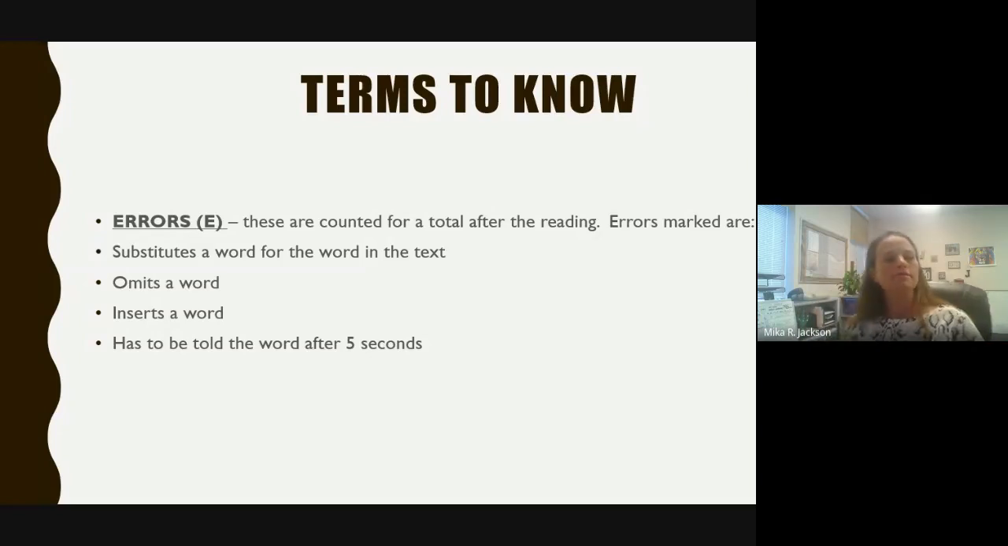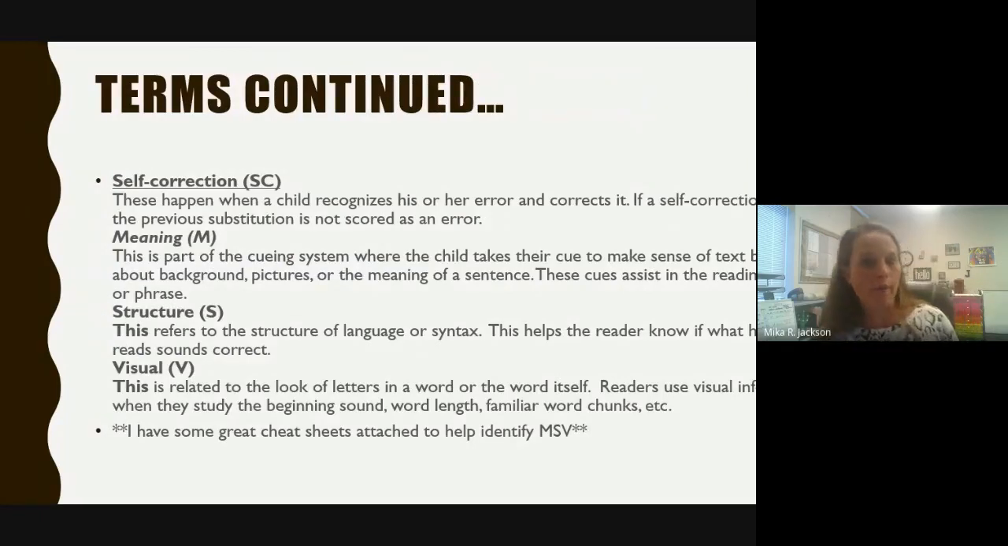Okay, so self-corrections are going to happen whenever you're doing a running record. So if the child says the brown fox, you're going to record that they said an error, but you're going to give them an SC, self-correct, because you want to give them credit whenever they make a correction in their reading. And then you do not score that as an error.